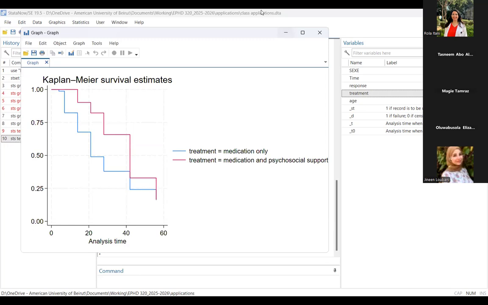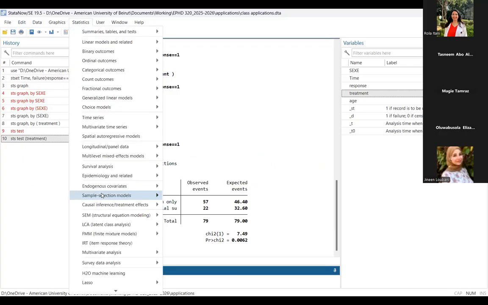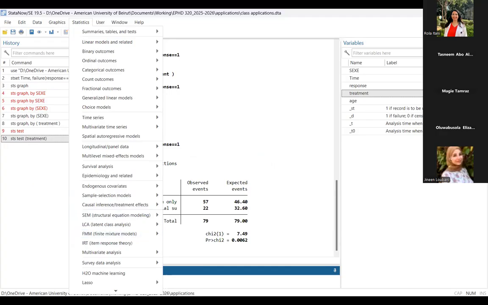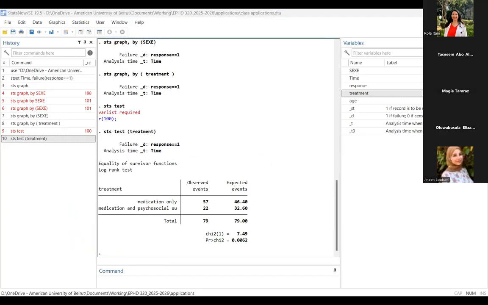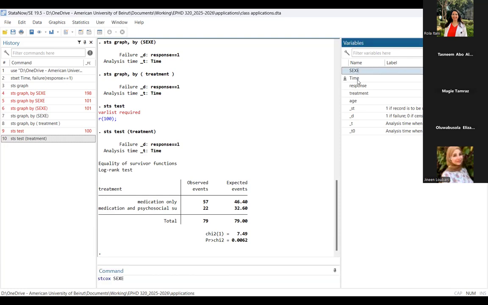Do you recall it's the same, right? Okay, and then if we want to do the Cox regression, and then we will test the proportionality of hazard. So the Cox regression is, again, ST Cox. Yes, thank you. We'll do ST Cox again: sex, treatment, and age. Of course, here we don't have the age categories.